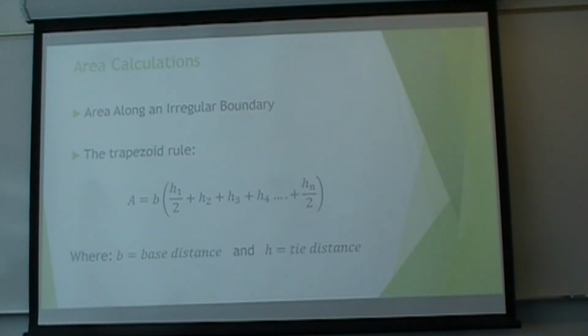It basically says that your area is equal to your base distance. That would be your little value of 25 feet or 55 feet. We'll show you here an example. And your tie distances that are measured perpendicular to that out, you might think of that h as the height of your trapezoid. So your first one, you're taking and dividing it by 2, then your second one is full value, third is full value, up and up and up until you get to your last nth value. So you can do this for any number, odd or even, and you divide that by 2.